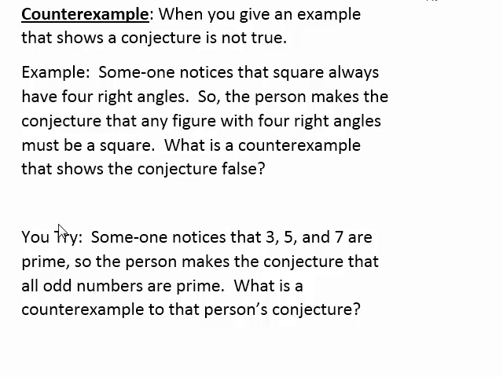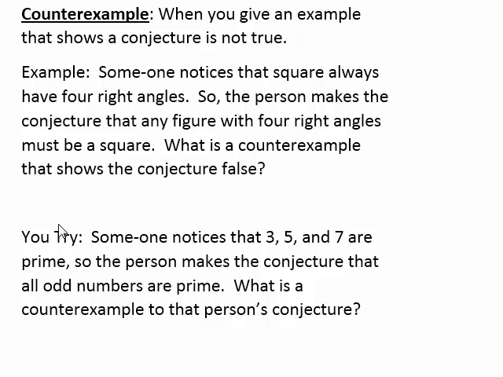The next term we're going to look at is counterexample. A counterexample is when you give an example that shows a conjecture is not true. So, for example, someone notices that a square always has 4 right angles. So the person makes the conjecture that any figure with 4 right angles must be a square. What is a counterexample that shows the conjecture is false?